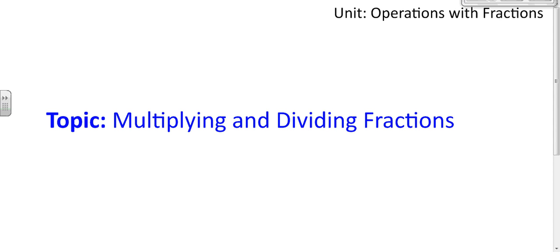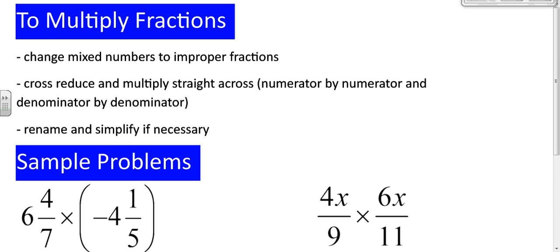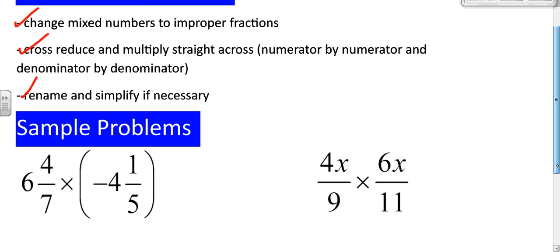In this video, we'll see how to multiply and divide with fractions. So when I multiply fractions, I want to change the mixed numbers to impropers, cross-reduce and multiply straight across. That means numerator times numerator and denominator times denominator. And then I'll rename and simplify if it's necessary.